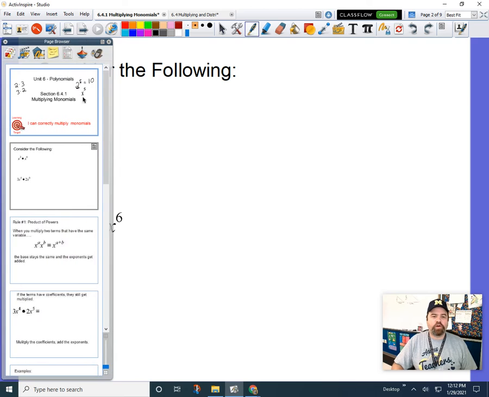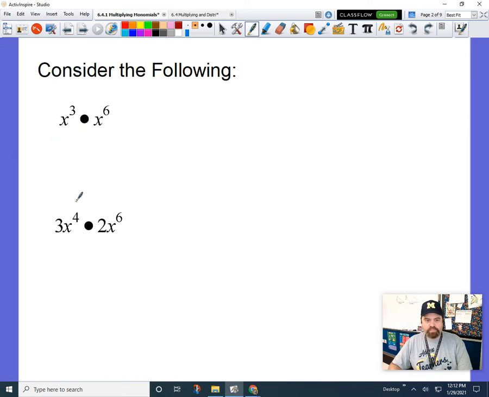So x to the 3rd power. X to the 3rd power means we're multiplying 3 x's together. 1, 2, 3. Sorry for the gigantic dot there for the multiplication, but I couldn't make it any smaller. So I've got x to the 3rd power. And then, just to illustrate what's going on here, I'm going to switch colors. And I've got x to the 6th power. So 2, 3, 4, 5, 6. Okay, so I've got x to the 3rd and x to the 6th, and those are being multiplied together.